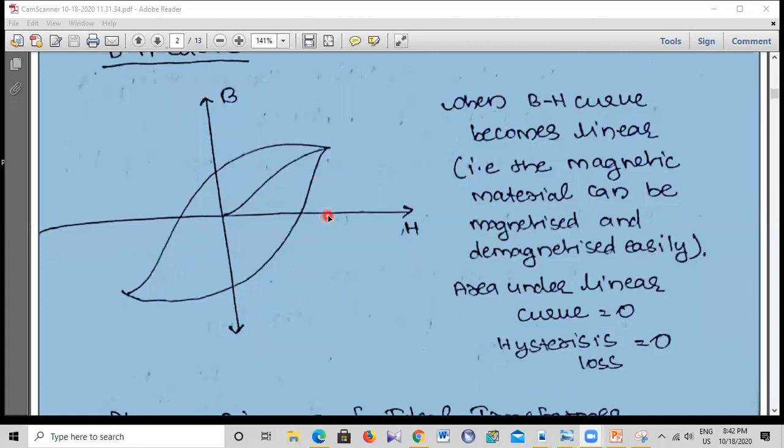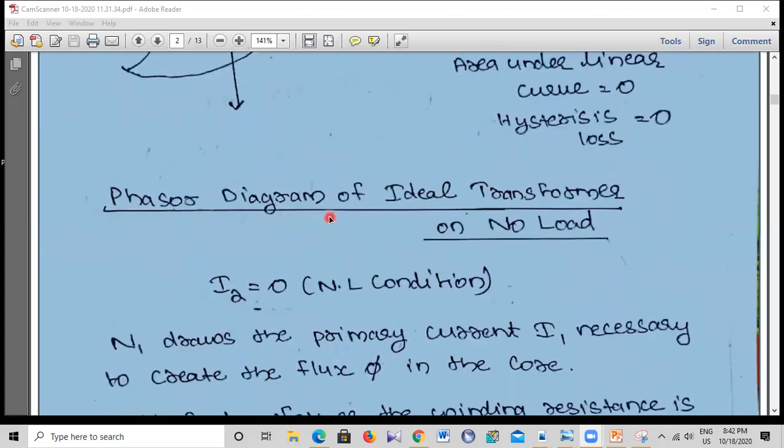Okay. Now we'll move on to the next, very important and somewhat difficult portion compared to other portions. So be very attentive in case of this phasor diagram, because this is important for you to study single phase transformer, three phase transformer, induction motor, three phase induction motor, auto transformer. Everything is based on this phasor diagram. So you should listen carefully.